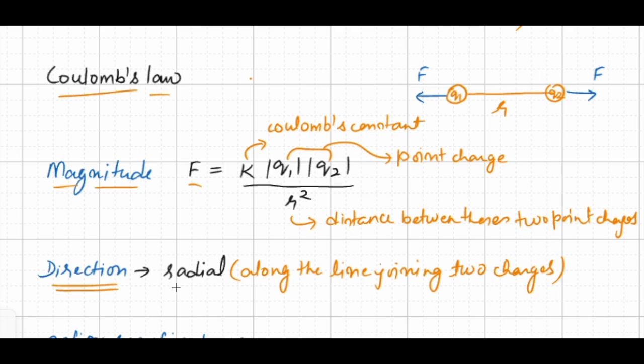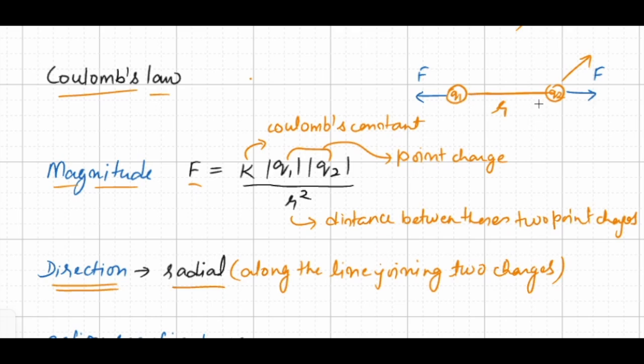So the direction will be radial, and radial means along the line joining the two charges. That is common sense if these are two charges. And if I ask you where the direction of force is, nobody will say in this direction, because they will follow this line joining both charges, and it will be along that. That is our common sense.